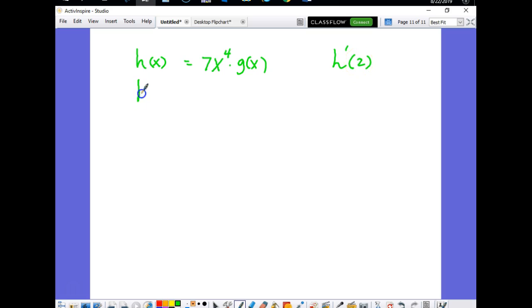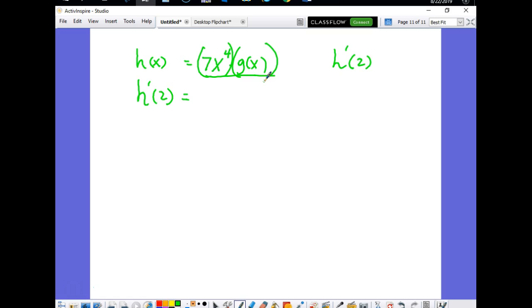All right, well, to find h prime of 2, I need to find the derivative of this. Now, we've learned quite a few rules, so I'm going to recite a few to you. Okay, we've learned the power rule. We've learned constant rule. We've learned product rule. We've learned quotient rule. We've learned chain rule. Looking at this, what rule do you think we're going to use? If you said power rule, you're right. That's going to come into play. But you also should have said product rule. Don't we have two things being multiplied together here?